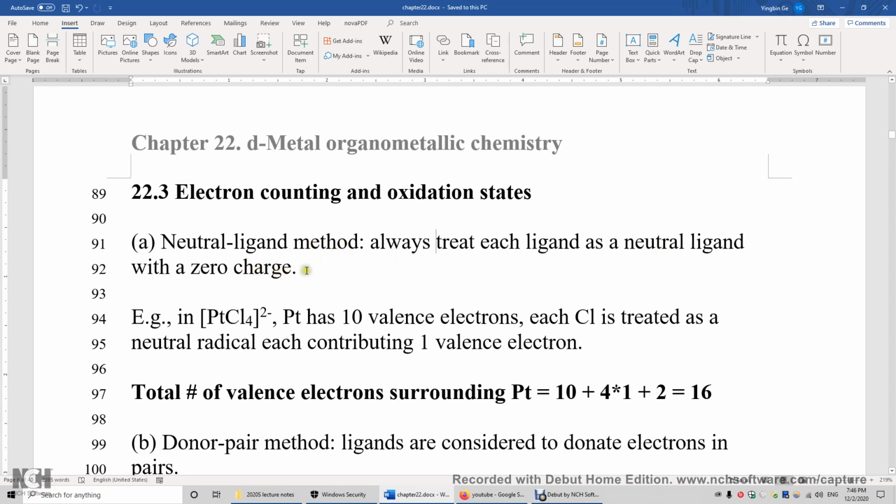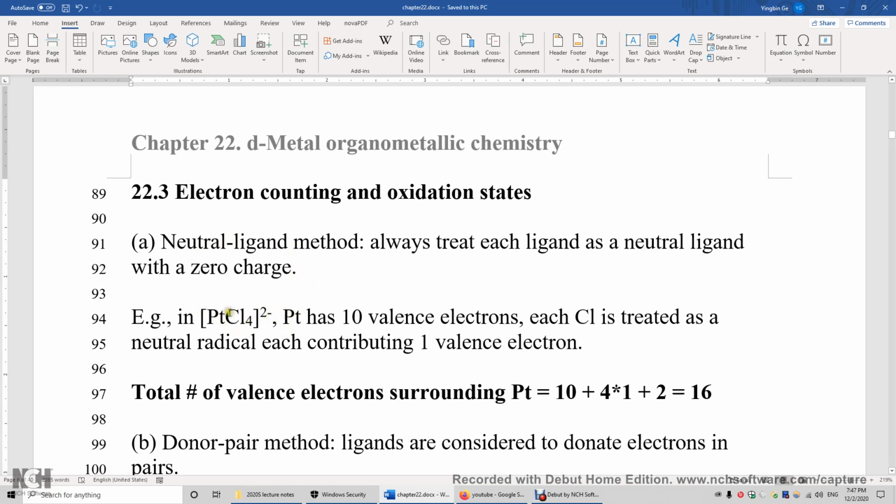This is okay if you actually have a neutral ligand, such as aqua, amine, or carbonyl ligands. So this is fine. But if you have a negatively charged ligand, such as chloride, in this case, you can still count the number of valence electrons correctly, but it has no physical meaning. It's illogical. So I would say this neutral ligand method should never be used. But still, I want to give you the example.